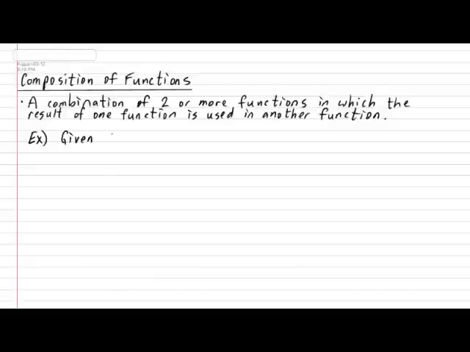So one function will be f, and f of x will be defined by the rule 2x plus 1. And I'm going to give you a second function, g. And g of x is defined by the rule x squared minus 1. Now, here's how composition of functions work.